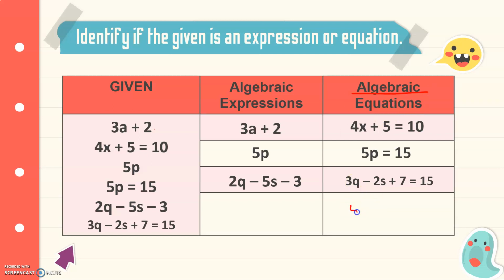So say for example, if you have 5 plus 2 is equal to 7, even if there is an equal symbol here, 5 plus 2 equals 7 is not considered an algebraic equation because it doesn't have any variable here. Instead, this is a mathematical sentence, or a mathematical equation.